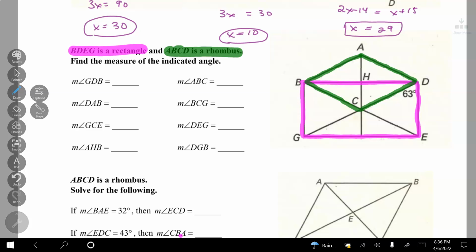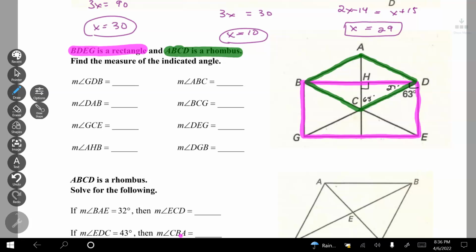Okay, BDEG is a rectangle, which I highlighted in pink, and ABCD is a rhombus, which I highlighted in green. Well, since this is a rhombus, I know these diagonals inside the green rhombus are perpendicular to each other. And I know that this is a rectangle, so this angle here in the corner is a right angle. That means this angle 63 degrees means this angle here is 27, which means I have this green, pink triangle, which means the 63 degrees left over for that. So, should be able to figure out a little bit more here.